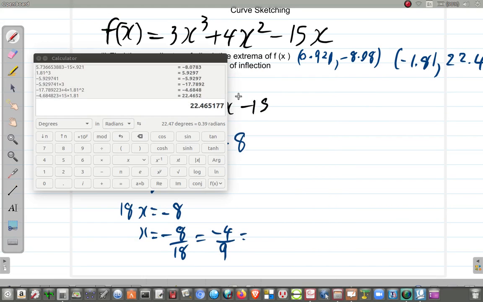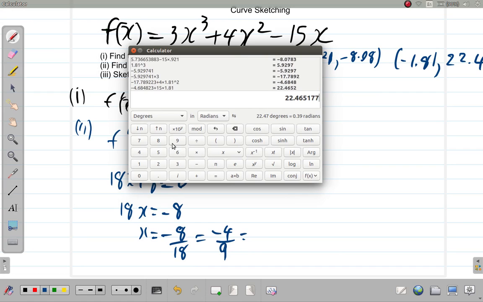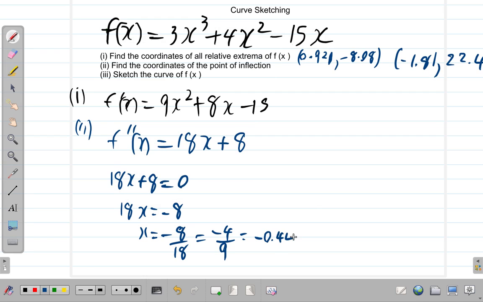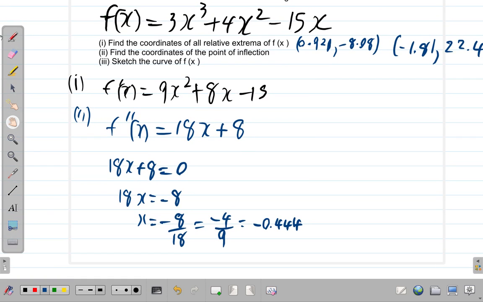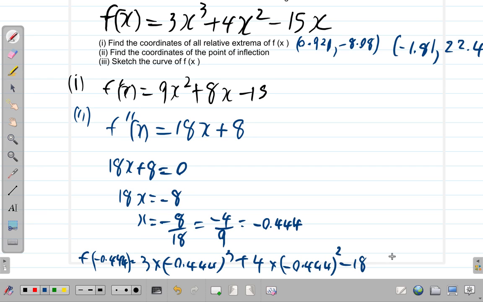Let's make this in decimal form. 4 over 9 is 0.444, and it's negative. So it's negative 0.444. So x is negative 0.444. When x is negative 0.444, what is f of x? Let's see. F of negative 0.444 is going to be 3 times negative 0.444 cubed plus 4 times negative 0.444 squared minus 15 times negative 0.444.